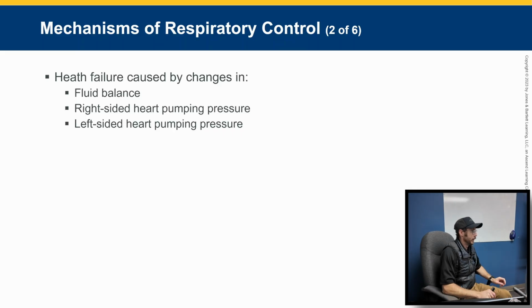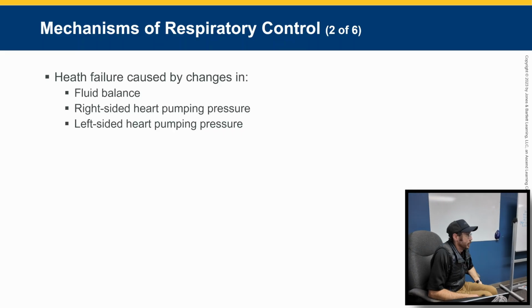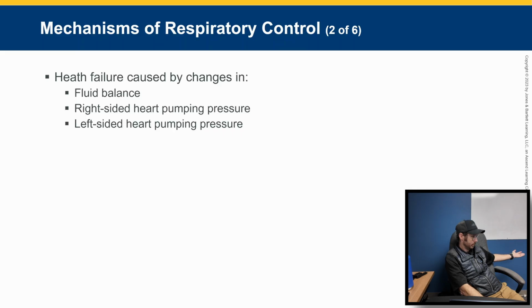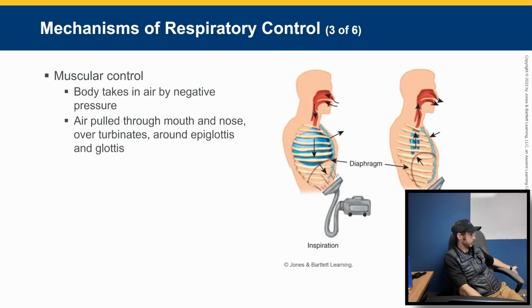So you can have right-sided heart failure because of a problem with the tissues in the respiratory system, or you can have right-sided heart failure caused from a left-sided heart failure, which then causes blood to back up into the capillaries of the pulmonary system. And then that would lead to blood backing up into the right ventricle and then the right atrium, then out into the systemic circulation, and those are where we see the edema and things like that. Okay.